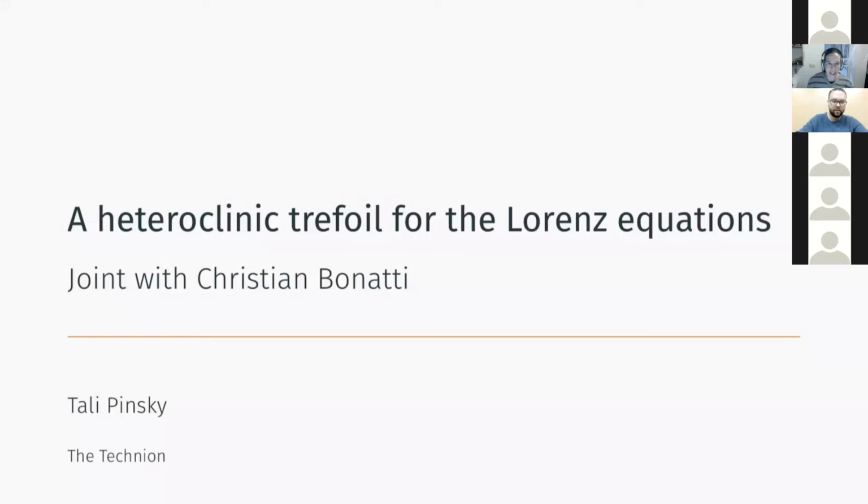So I want to thank the organizers for inviting me. I'm going to talk about the Lorentz equations that we heard a lot about today. My purpose is to convince you that the topological knot type of this heteroclinic connection is important for the dynamics. This is partly joint work with Christian Bonatti.